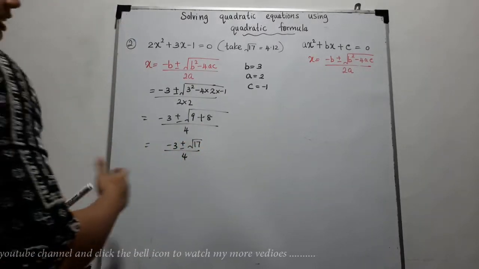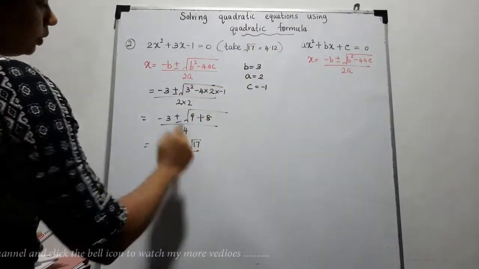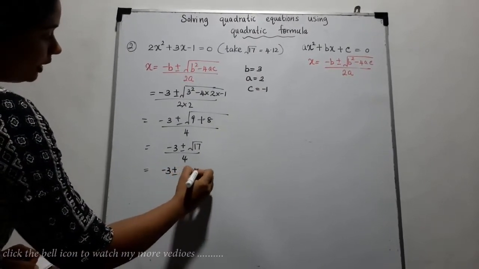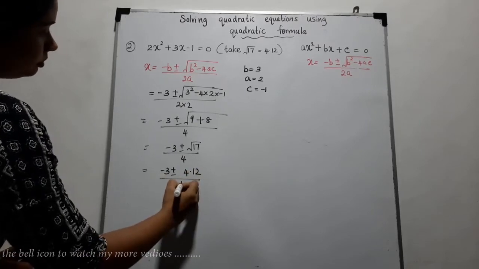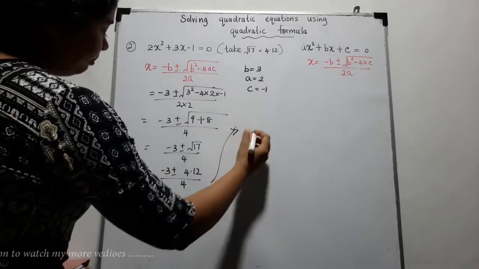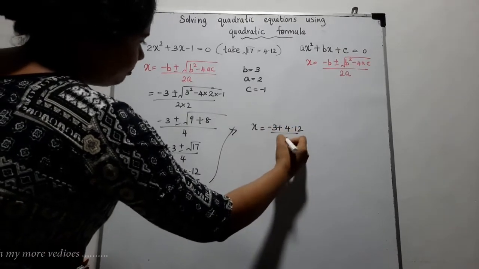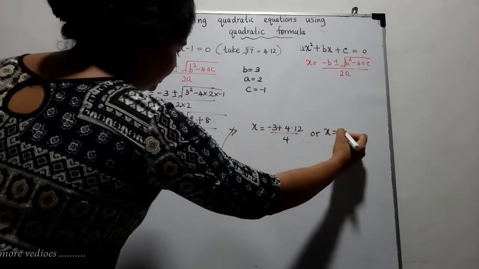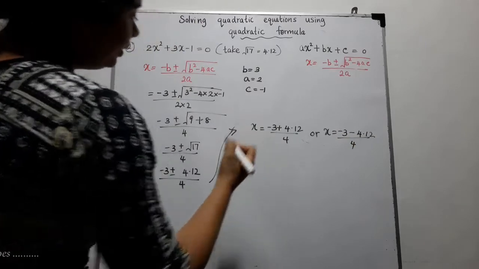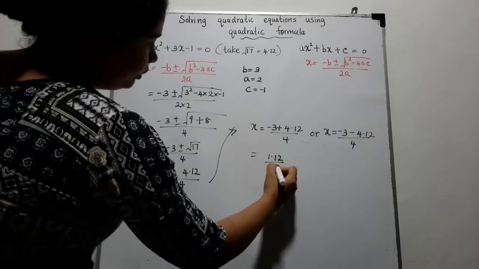Now, did you understand why they gave that root 17 is 4.12? We have to substitute that. Minus 3 plus or minus 4.12, over 4. Now we have to consider both negative and positive. x equals negative 3 plus 4.12 divided by 4, or x equals negative 3 minus 4.12 divided by 4. Here we have to obtain the difference. Then we obtain 1.12 divided by 4.